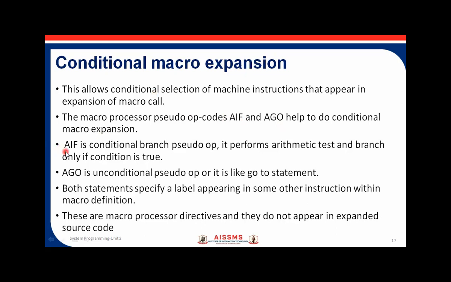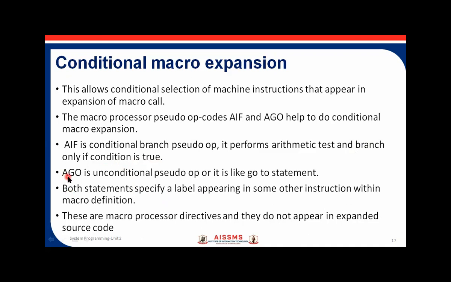Okay, so AIF means what? AIF is a conditional branch pseudo opcode. What is the function of this? It performs the arithmetic test. Based on the test, whether it is true or false, it would branch to the macro body depending upon if the condition is true. Right, friends? So it is similar to the if-else statement that we normally use in C programming.